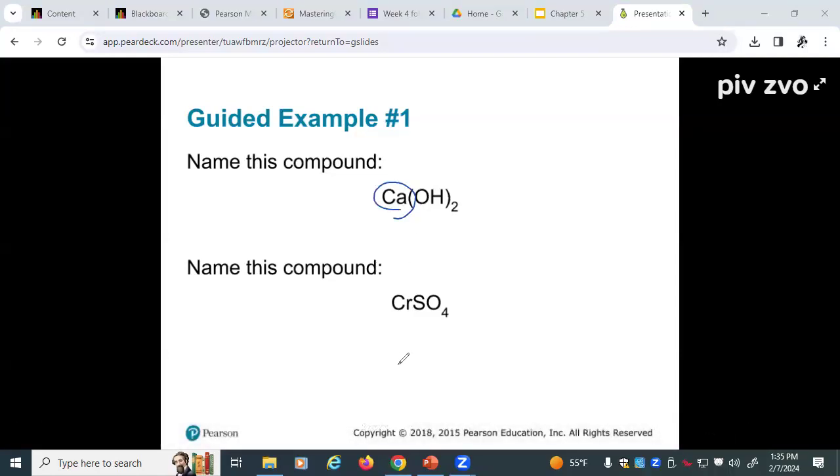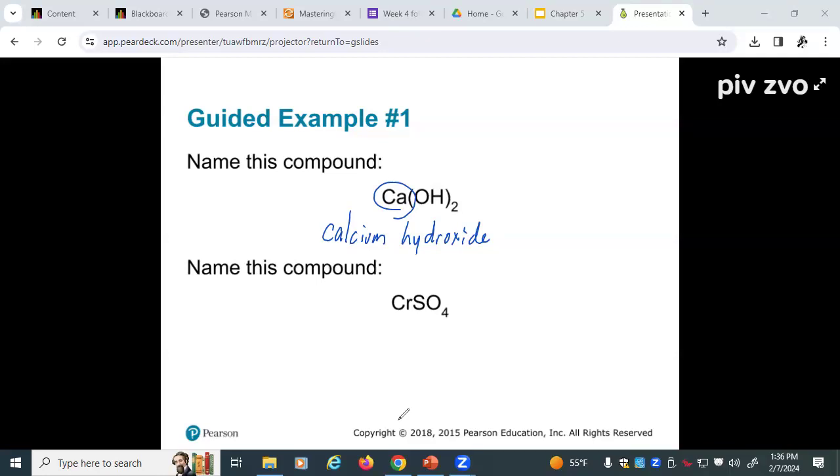Okay, Ca. What is Ca? It's calcium. Okay, calcium is not a transition metal, so we can just name it as it is. It's calcium, right? OH, you know your polyatomic ions, it's hydroxide. That's the hydroxide ion. So the name of this compound is calcium hydroxide.